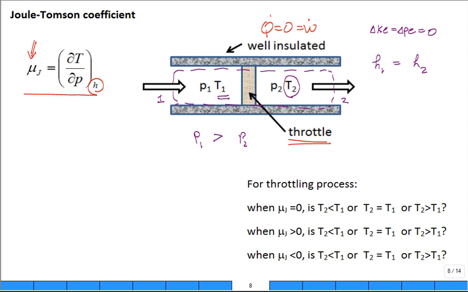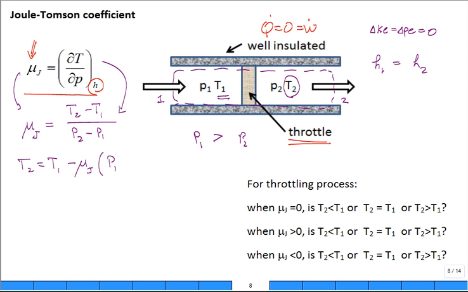So now what we do is we approximate. Mu sub J, the Joule-Thomson coefficient, is equal to the change in temperature, the outlet minus the inlet temperature, divided by the change in pressure, the outlet pressure minus the inlet pressure. Did I approximate that derivative okay? And then do a little algebra to say the outlet temperature is equal to the inlet temperature minus the Joule-Thomson coefficient times the inlet pressure minus the outlet pressure.